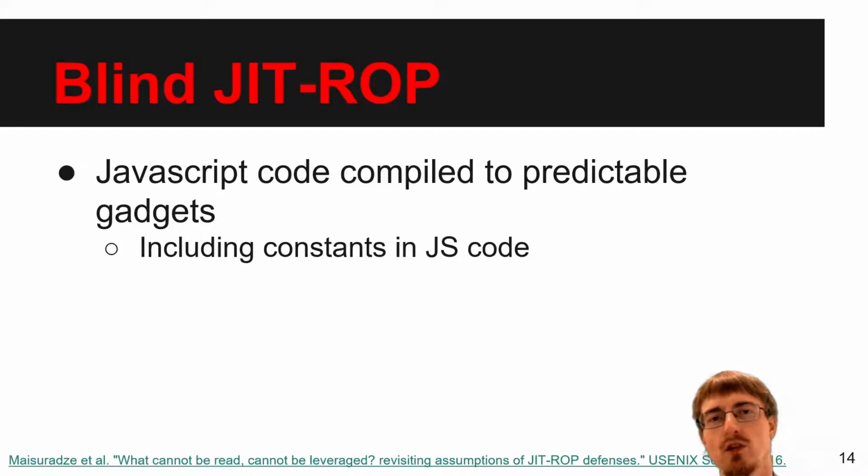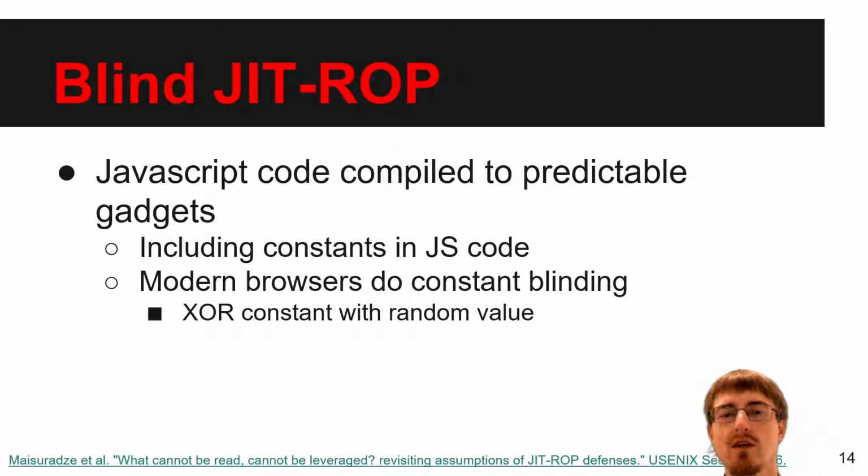this was already solved by the time Blind JIT-ROP came out. Modern browsers do so-called constant blinding. Rather than including the literal constant itself, they generate a random value and XOR the value with this random value. Now, they also XOR the value back again when executing, so this means we get the original value back, but it's not encoded anywhere in the code. So this takes away one of the effective ways to construct gadgets.